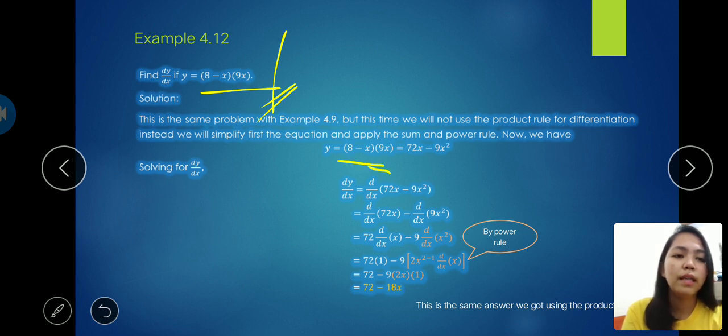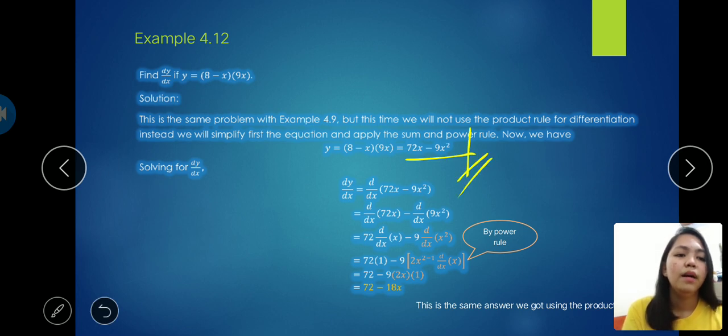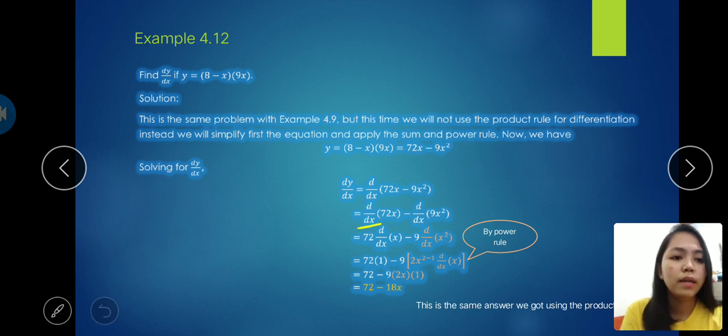Distribute nyo lang si 9x inside nung parenthesis na 8 minus x. Therefore, we have 72x minus 9x squared. So, anong mangyayari? Mas simple na dito, di ba, ang pagkuha ng derivative niya. Kasi, product rule lang. Hindi. Sum rule. So, we get the derivative of each term. So, the derivative of 72x and then the derivative of 9x squared.